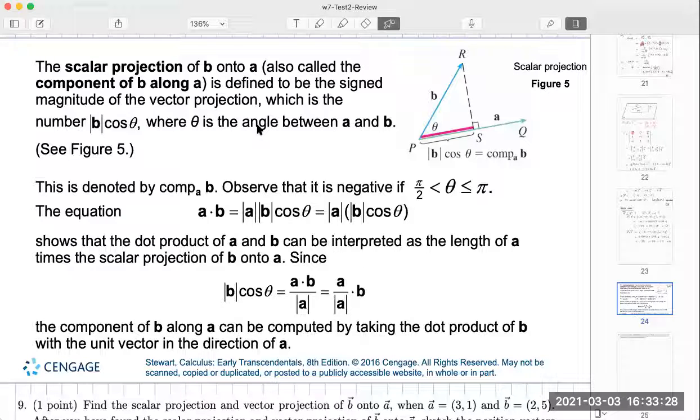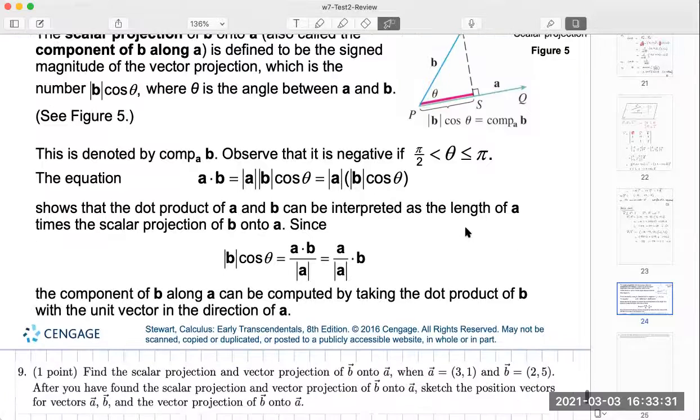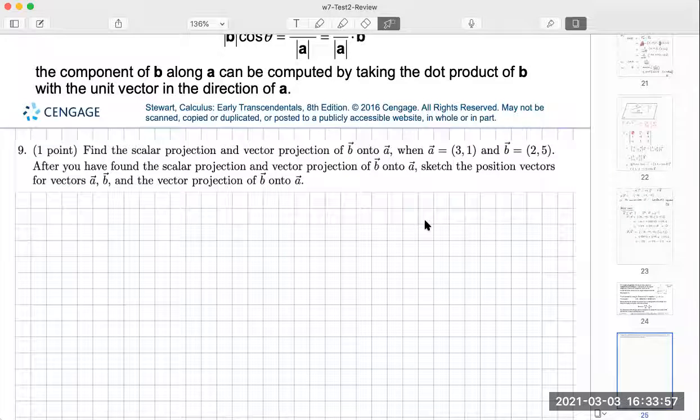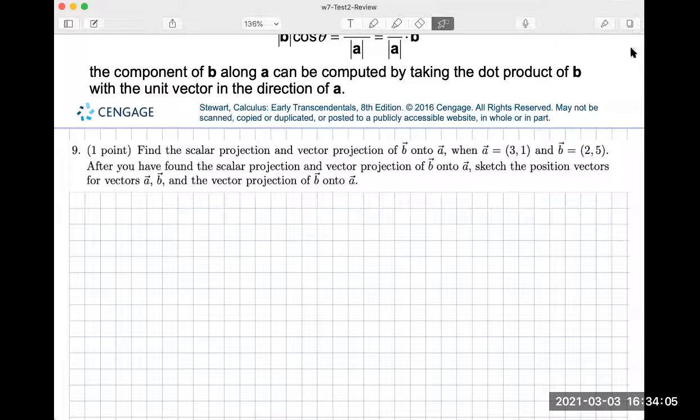And this is the scalar projection. And the vector projection will be the vector in this direction, with the magnitude being the magnitude of B times cosine theta here. Or what we can do is simply write this number times the unit vector in the direction here. Okay. Now let us do it. The scalar projection of B onto A, we can simply apply the formula.